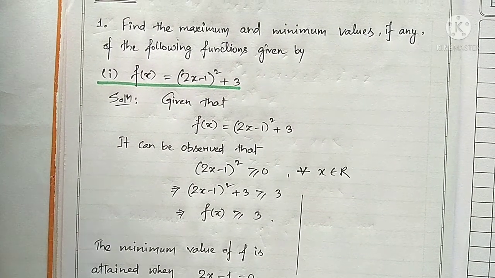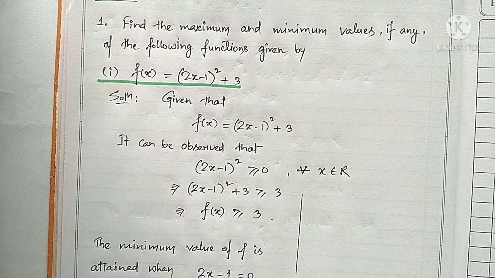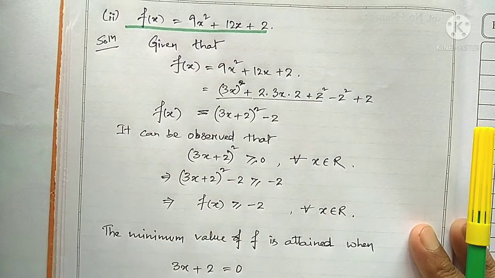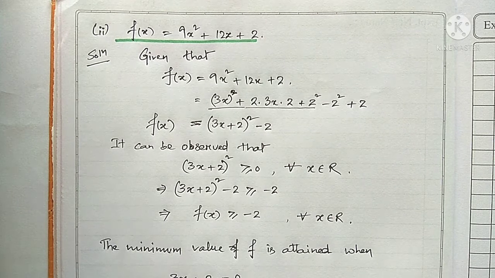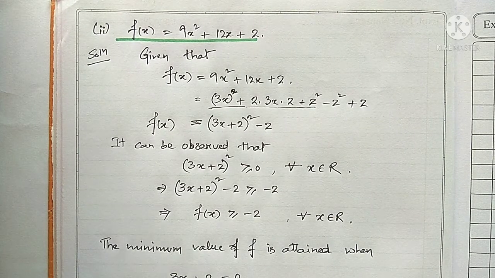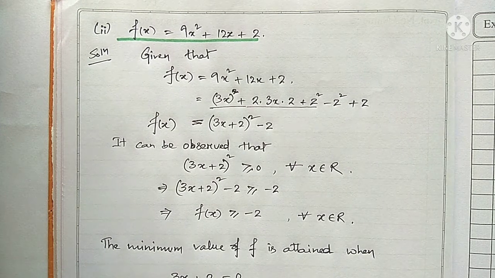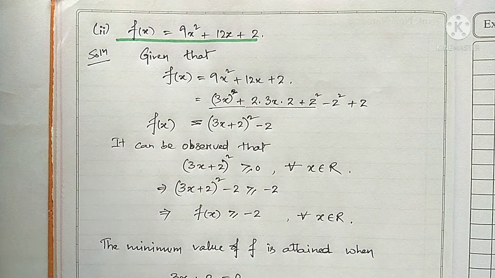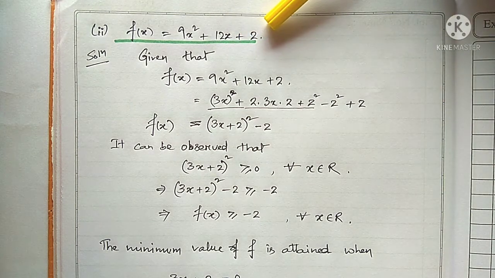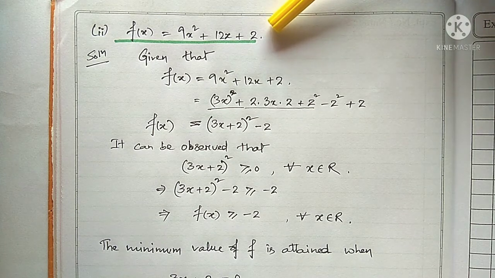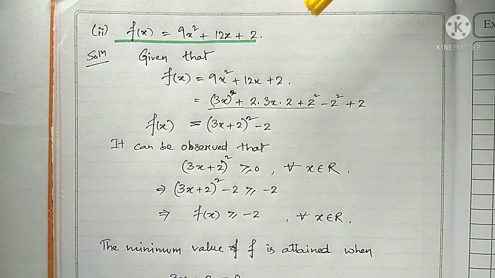some different type of question is there. So if you see the second question, question number 2, it is given like this. The question number 2 is given: f(x) equals 9x square plus 12x plus 2. So now here the polynomial given is a quadratic polynomial. So 9x square plus 12x plus 2, you see here. So now this question is not the same as the first one, is it?